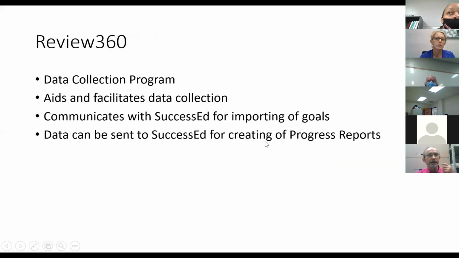So Review 360 is a data collection program. It facilitates taking data, but the good part these days is you can easily set up these plans by pulling the information from SuccessEd. Once it's in Review 360, you go in, you collect your data, and then when you're ready to do progress reports, you can send all of the collected data for a given date range back to SuccessEd for the very fast creation of progress reports without going through a lot of paper and crunching numbers. It does all of that for you.